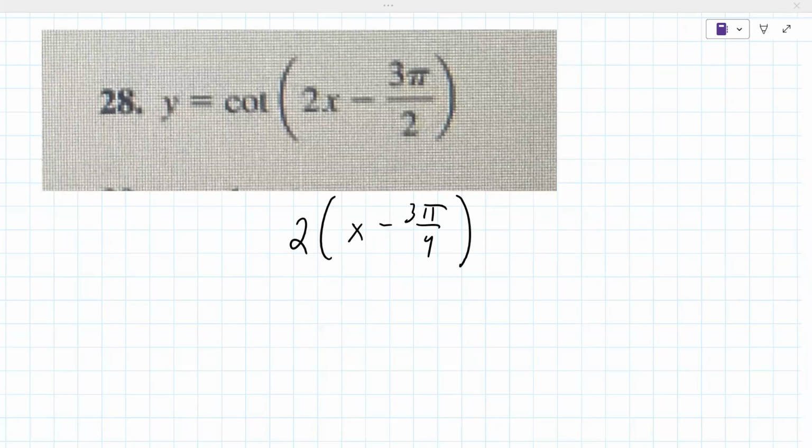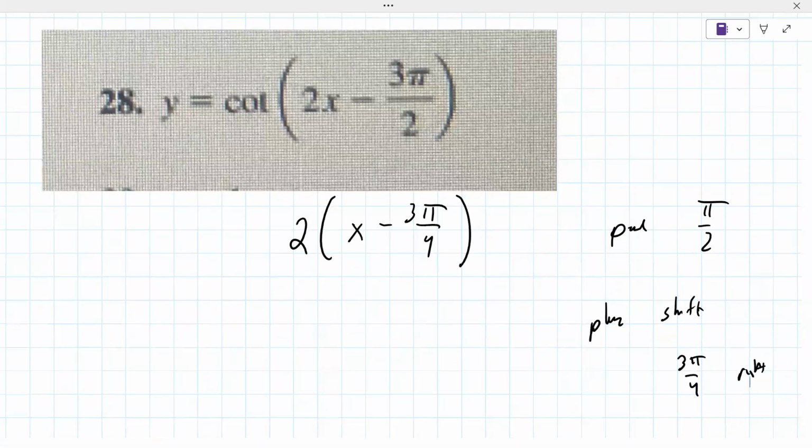Okay. So the period is pi over 2, and the phase shift is 3 pi over 4, right? Is that okay? Yeah. Just a moment here. Period. How do I explain this?